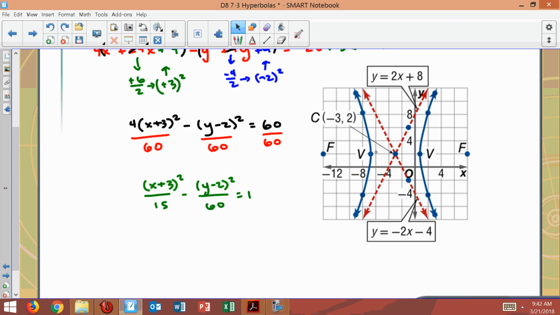If we go up and down 8 units, which again will be about 4 blocks, 1, 2, 3, 4. If you went up 4 blocks just short of it, that's where this asymptote goes through. And so that's how they got this graph.